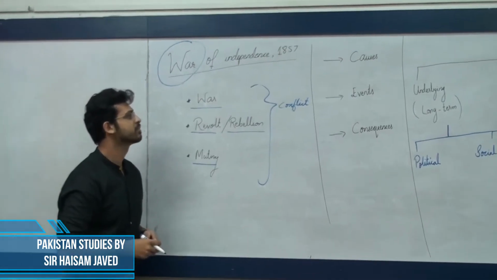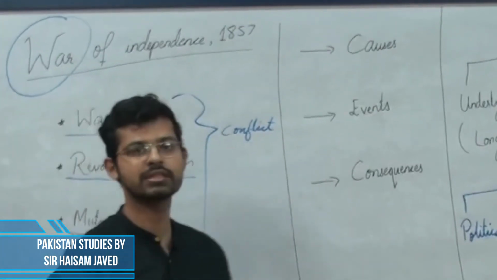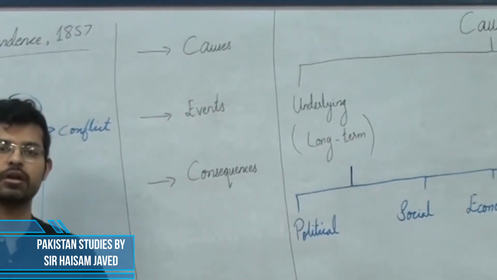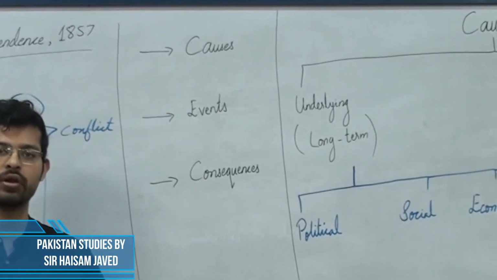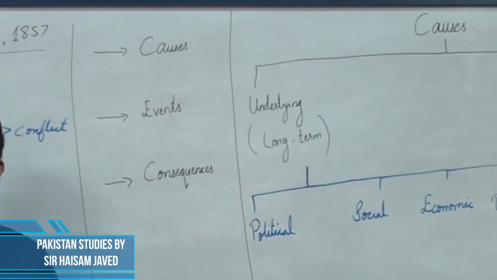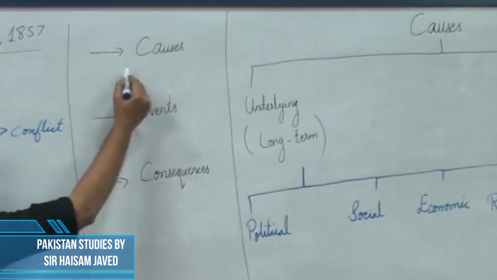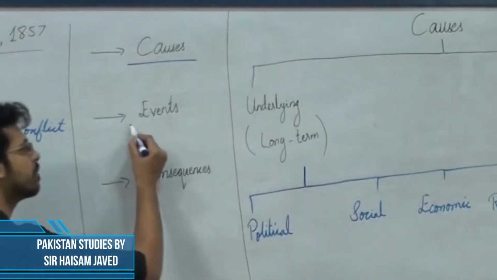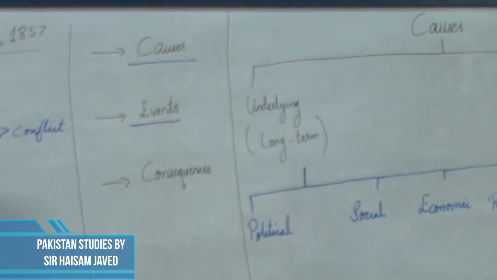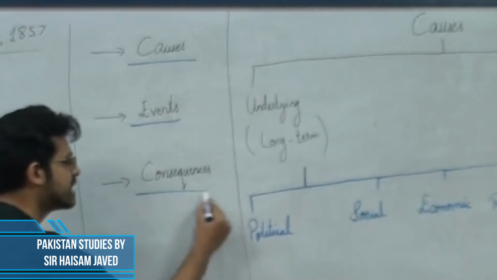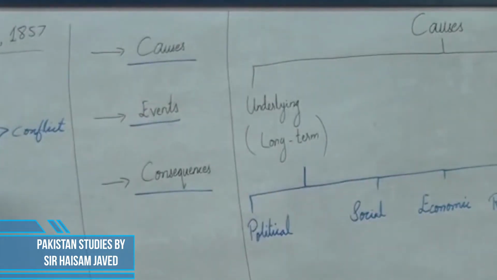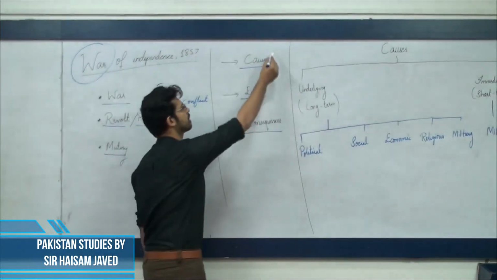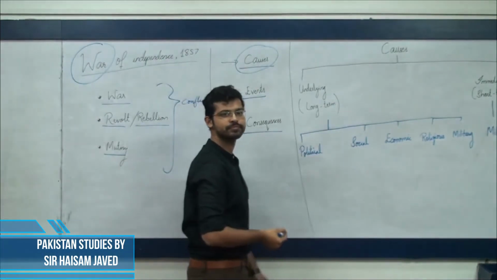Moving onwards, what do we have in this chapter? In this chapter, we are going to talk about three main subtopics, which are causes of the War of Independence, some events of the War of Independence, and consequences of the War of Independence 1857. Let us begin with causes first.